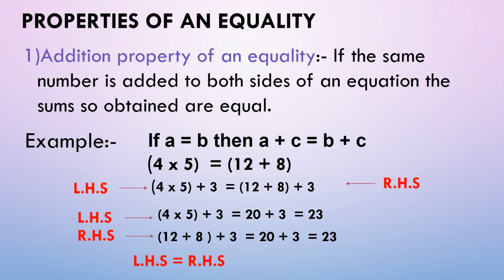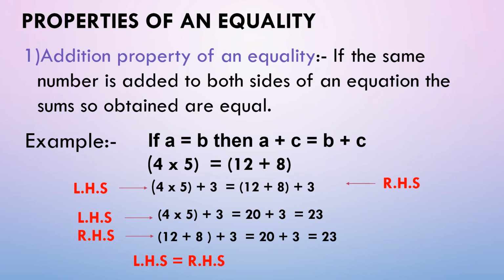For example, given 4 into 5 is equal to 12 plus 8. Now 4 into 5 is on the left hand side and 12 plus 8 is on the right hand side. If you add 3 on both sides, left hand side also and right hand side also. Now let us simplify. First, the left hand side: 4 into 5 plus 3. Now 4 into 5 is what? 20. 20 plus 3 is equal to what? 23. And let us simplify the RHS now.